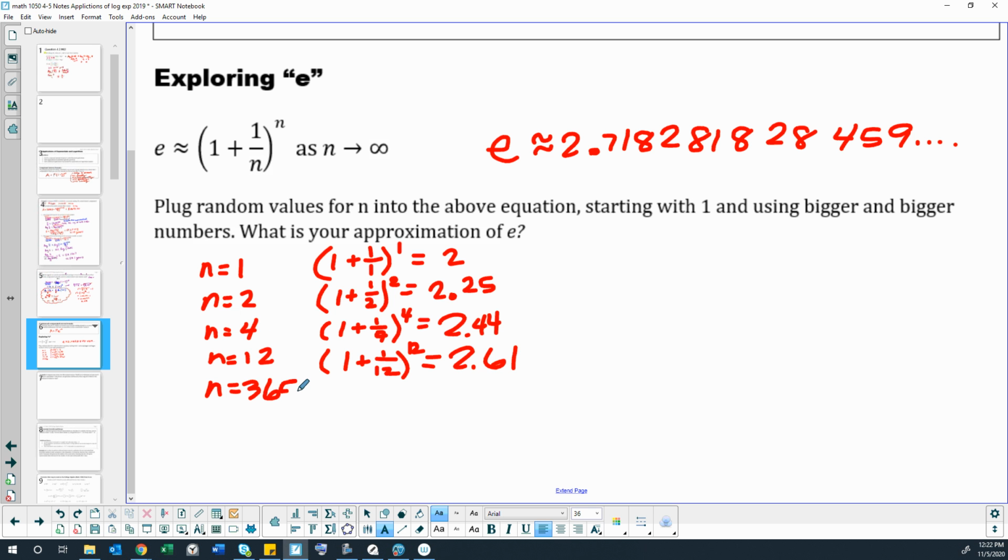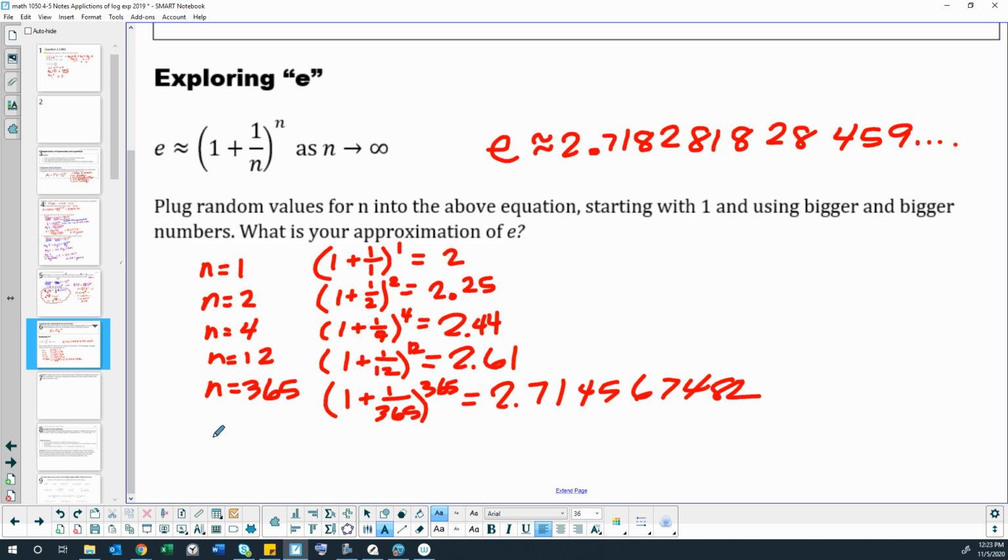So if we just keep going into bigger and bigger numbers, we could do daily if you want, 365, or we could just pick whatever random big numbers we want to plug in. It doesn't have to equate to any particular time period if we don't want it to. So let's see here, (1 plus 1 over 365) to the 365th power. And we get 2.71456748.